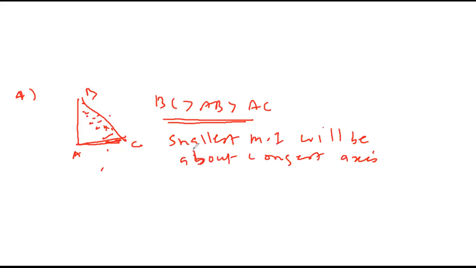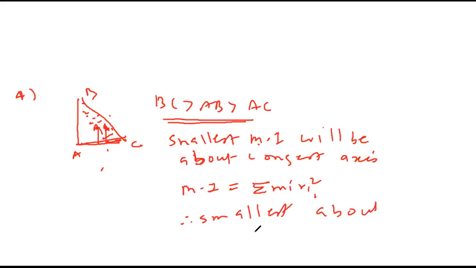Moment of inertia means summation of m_i r_i square for particles. So for more particles, I can see they are away from here, but close to BC. Close to BC means R is least. So smallest will be about the longest axis. Smallest about BC, clear.